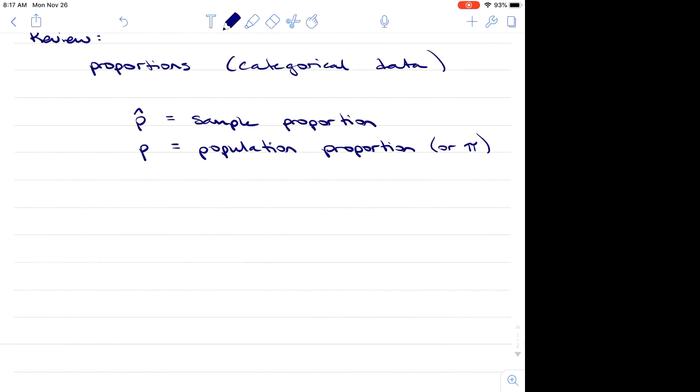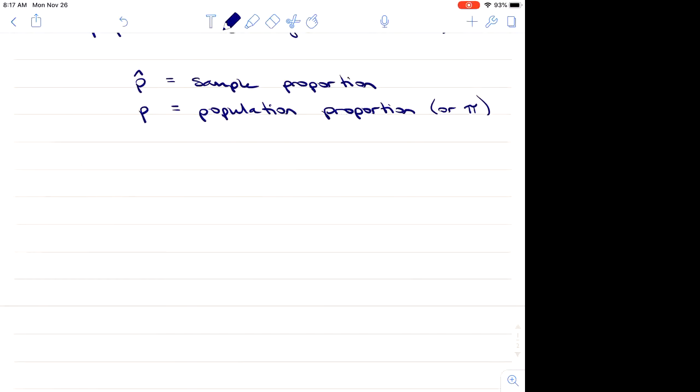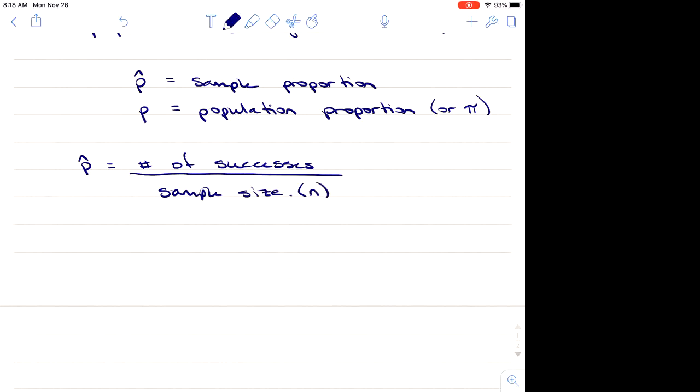Okay. So how we calculate p hat is we have some number of successes over a total sample size. So some number of successes over your sample size, which is still denoted by n.